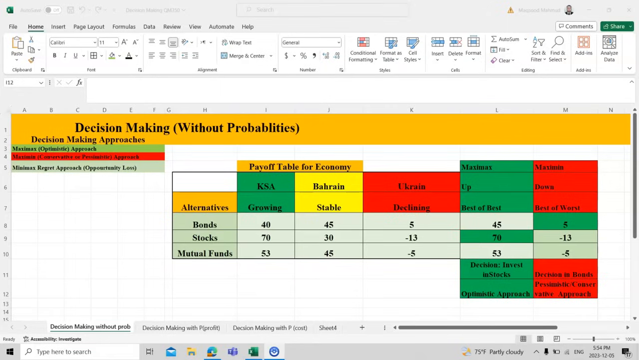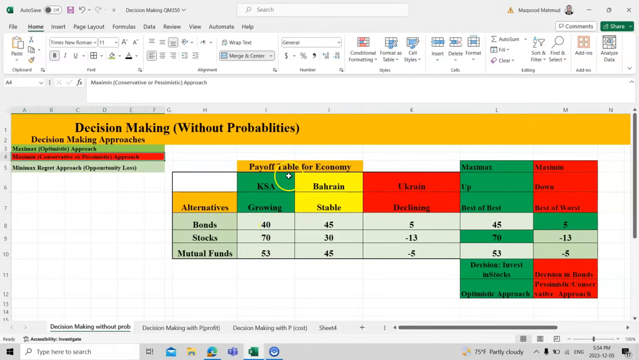There are three decision-making approaches. The first one is called the Maximax approach, which is also called the optimistic approach. Second is the Maximin approach, which is called the pessimistic or conservative approach. And third is Minimax, which is called the regret approach or opportunity loss. First we will discuss the first two, Maximax and Maximin, and then you will see how we can calculate them.